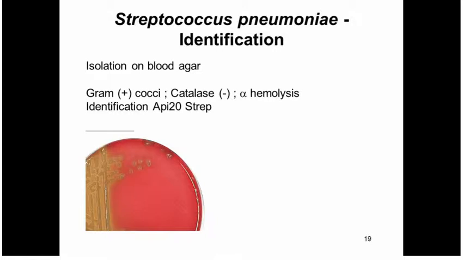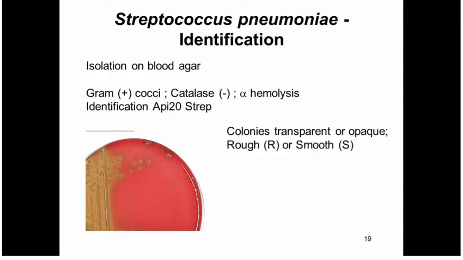So once you have this, then you would want to identify the bacterium with an API gallery for Streptococcus. Now, colony morphology can be variable depending on the strain, and the big one that you should all know about is rough and smooth colonies. Rough do not have a capsule antigen, and smooth have a capsule. Does this ring any bells for anybody? Streptococcus pneumoniae, and rough and smooth colonies.